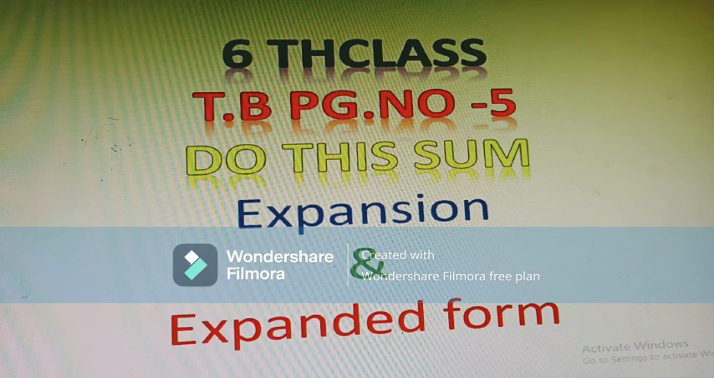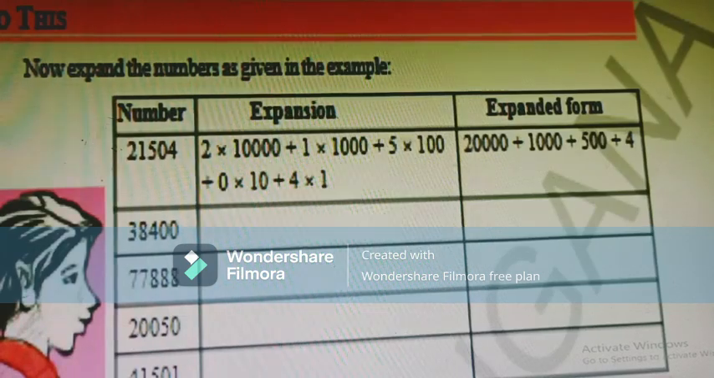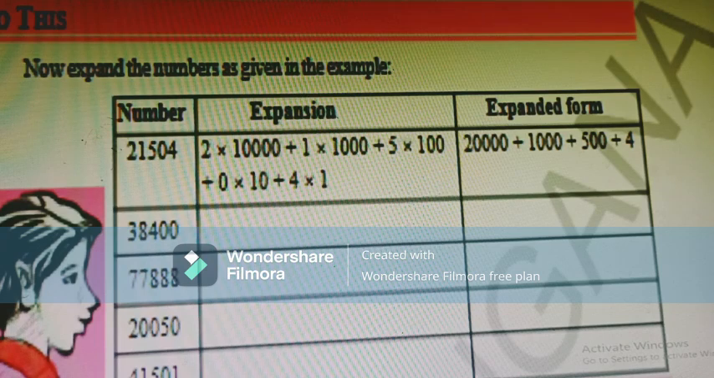First one, expansion form and expanded form. See, do this sum. Expand the number. What is the number here? 21,504. That is the expansion form. How to write? Any number you can write. 6th class students, please observe. Any number you can give in this topic.